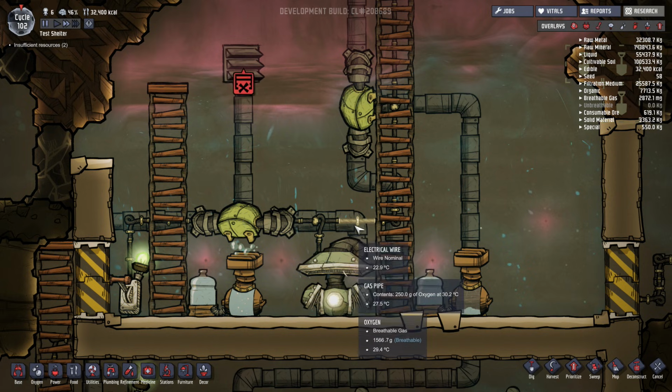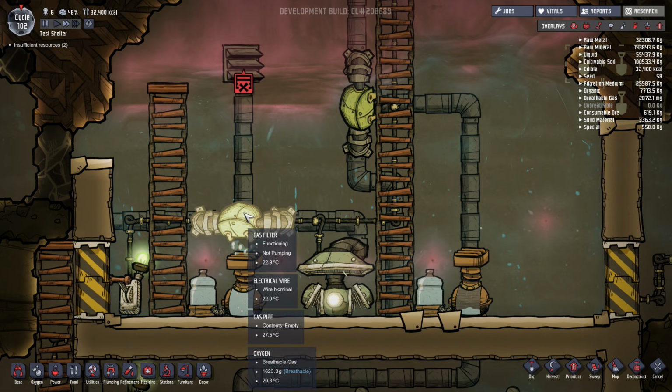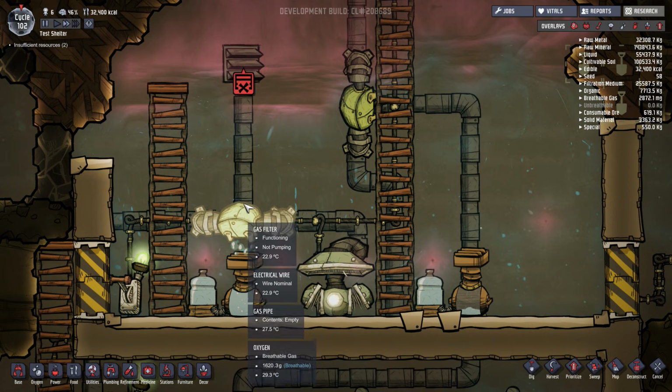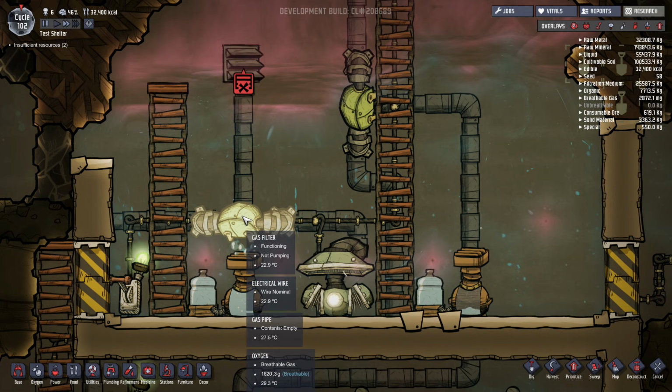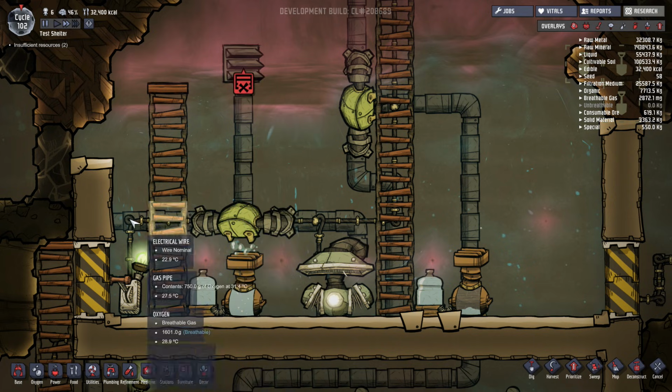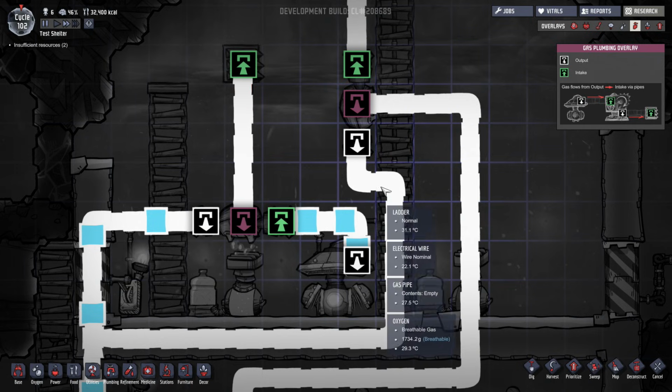So the gas pump I have set up through the ventilation pipe to the gas filter. The gas filter is set to hydrogen. So when it encounters hydrogen in the flow of gas, it will separate that and send it up this pipe to this vent, which is currently overpressurized. However, the gas will still flow through it. The oxygen, on the other hand, will continue down the ventilation pipe and out into the greater portion of my base.